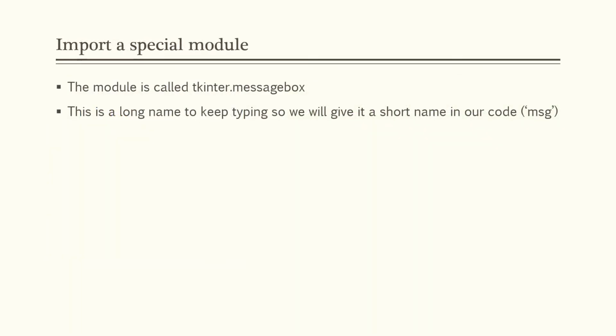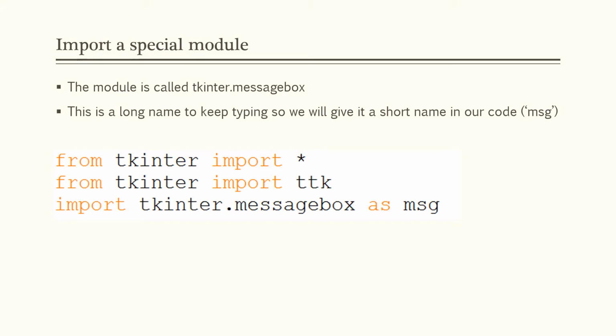We have to use a special module that's part of Tkinter in order to create message boxes. The module is called tkinter.messagebox. That's quite a lot to type over and over again, so I import it like this: import tkinter.messagebox as MSG. I could have chosen anything, but MSG reminds me I'm talking about messages. And now I can use MSG as a command throughout my program, and it will just create a message box.